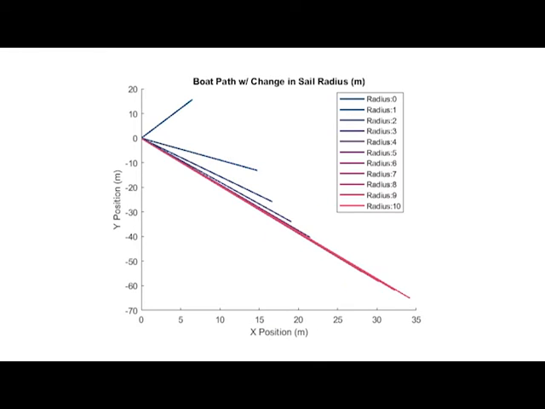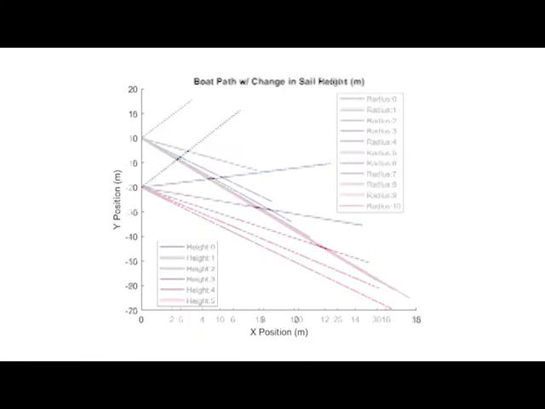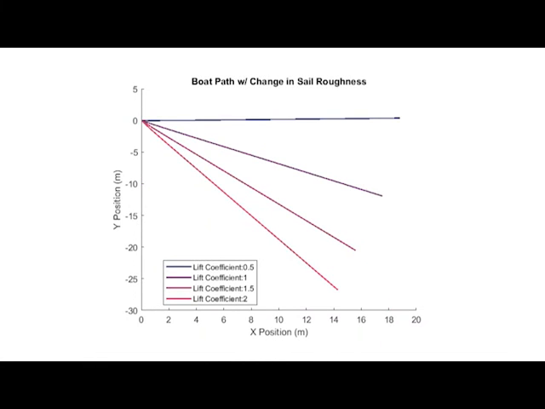Now then, if you look at the next two graphs where we do sail radius, sail height, and sail roughness, all of these graphs look fairly similar because for the Magnus effect, it's linearly related to each of these coefficients. And so as we expect, varying them from low values to high values does increase the Magnus force on our simulation and pushes the boat further down.